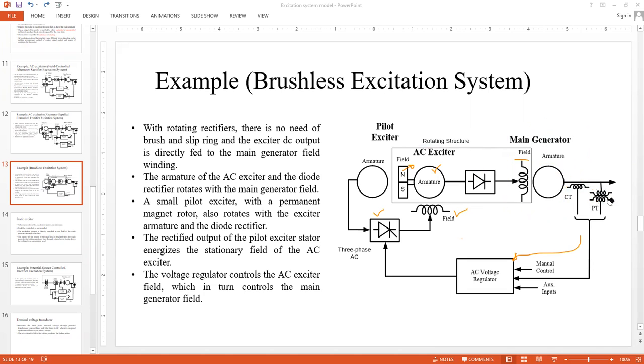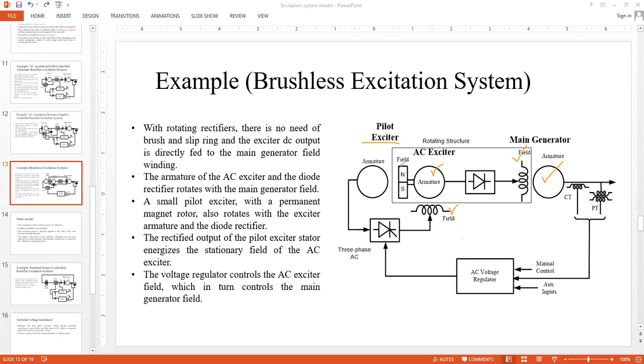Okay, now, as we all know, for each of these devices, like I mentioned for the main generator, we have a field and we have an armature. This is the field of the main generator. This is the armature of the main generator. What about the AC exciter? The field of the AC exciter is this one, which is stationary. The armature of the AC exciter is rotating, which is this one. What about the pilot exciter?